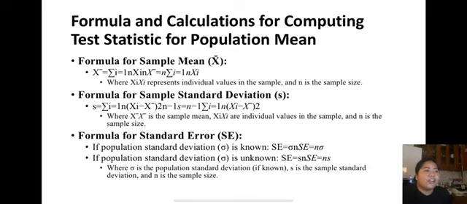Formula for the standard error, SE. If the population standard deviation is known, use this formula. If the population standard deviation is unknown, use this other formula, where sigma is the population standard deviation if known, S is the sample standard deviation, and N is the sample size.